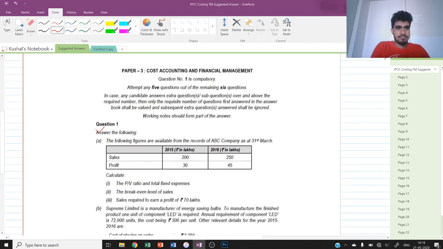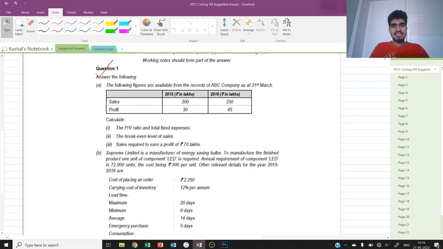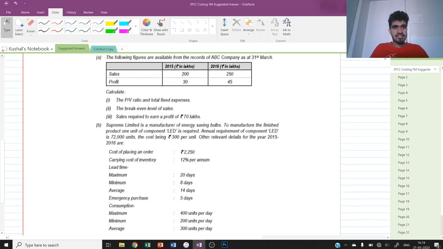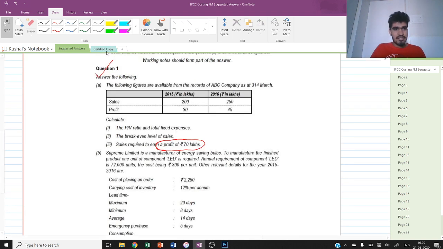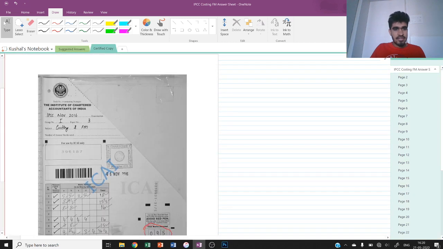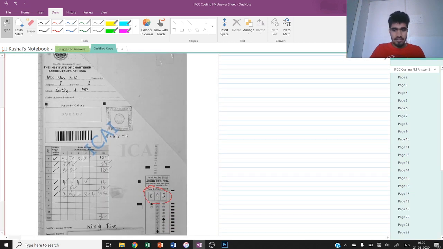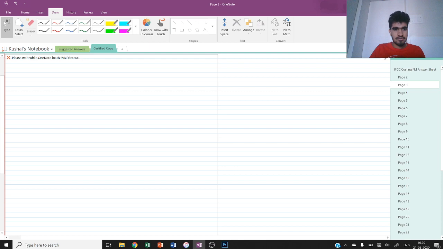Question number 1. The following figures are available from the records of ABC Company as at 31st March. Sales and profit is given. The PV ratio and total fixed expenses are required to be computed. The break-even level of sales is required to be computed, and the amount of sales required to earn a profit of rupees 70 lakhs. This is the information which we are required to compute. This is a very easy question. I'll quickly show you what I had written in my certified copy so that you can get an idea as to how to present your answers in the examination.